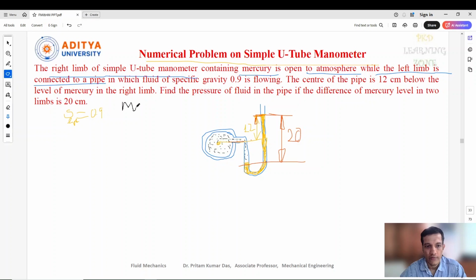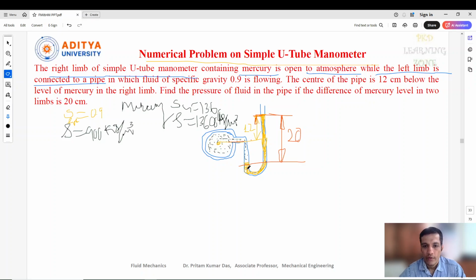So we know that for mercury our specific gravity is 13.6. So 13.6 means we can identify the density, that is nothing but 13,600 kg per meter cube. And here the specific gravity of the liquid flowing inside is given already, 0.9. So we can calculate the density, which is nothing but multiplication by 1000, and we get 900 kg per meter cube. Now we need to find the pressure in this pipe, at this zone.